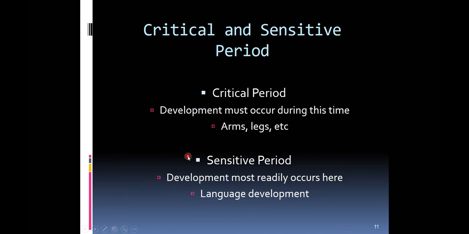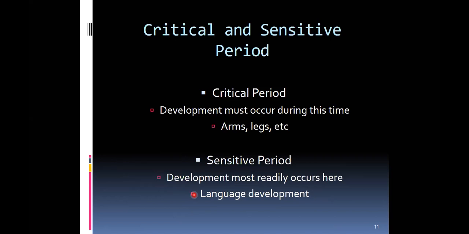Now, other things, there is not necessarily a critical period, but we would say a sensitive period. So this is a period of time when development can occur, where it occurs most readily. So it might occur outside of that sensitive period, but if it's outside of that period of time, it's going to be maybe partial development. It's maybe going to be more difficult to produce that adaptation. Sensitive period is when development most readily occurs. So a good example of that would be language development.